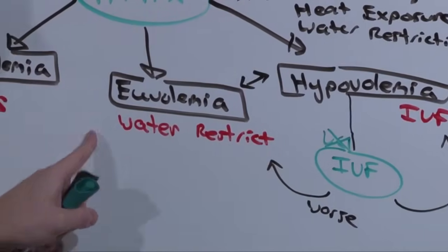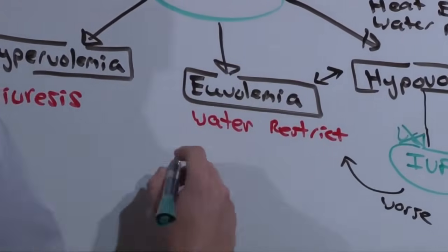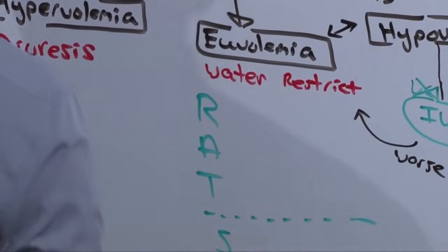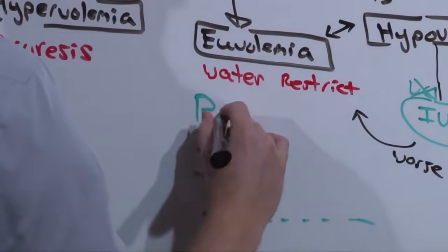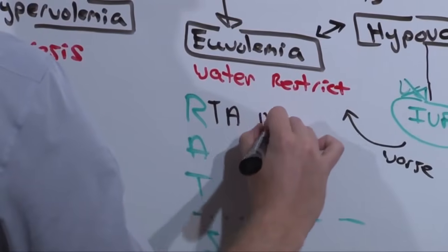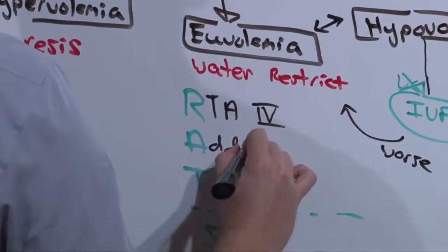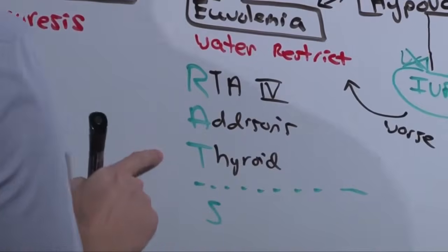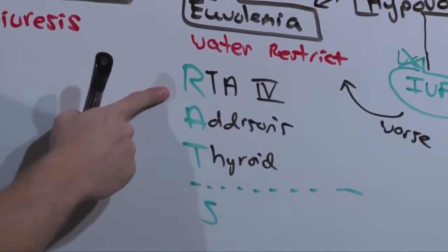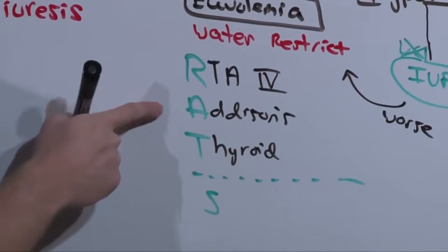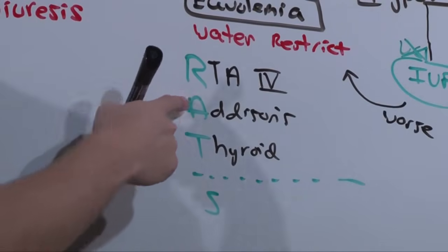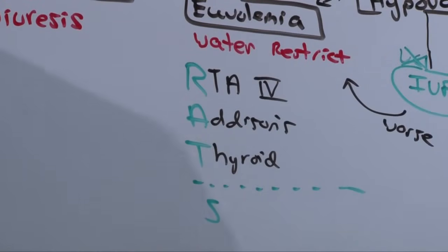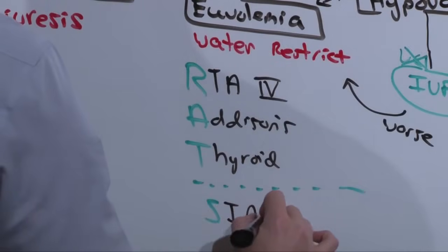Once you get into the euvolemic category, you start thinking about the mnemonic RATS. That is going to be renal tubular acidosis, usually type 4, Addison's disease, and thyroid disorders, usually hyperthyroid. You rule out renal tubular acidosis with urine electrolytes, Addison's disease by assessing the aldosterone and cortisol levels, and thyroid disease by assessing a TSH. If all of these are normal, then you are going to determine it is SIADH.